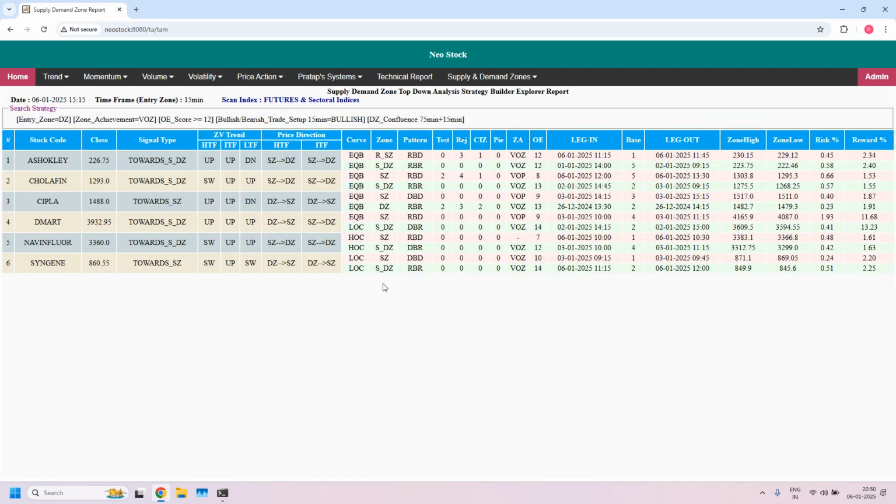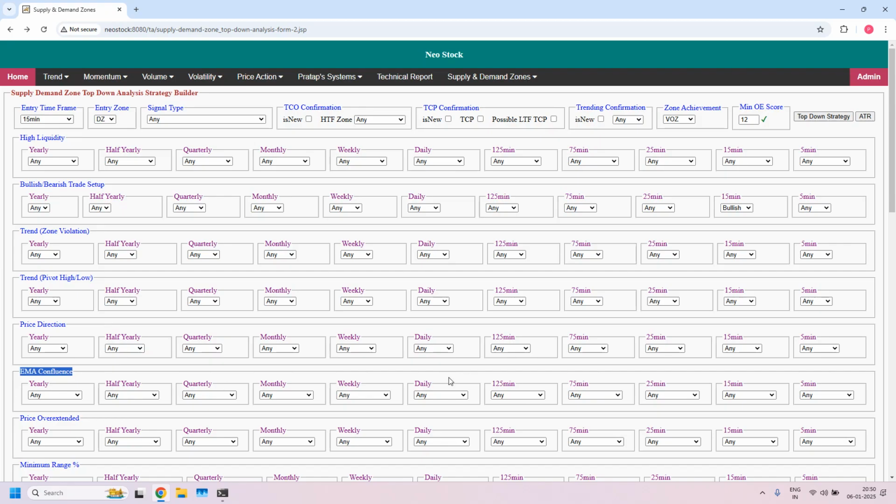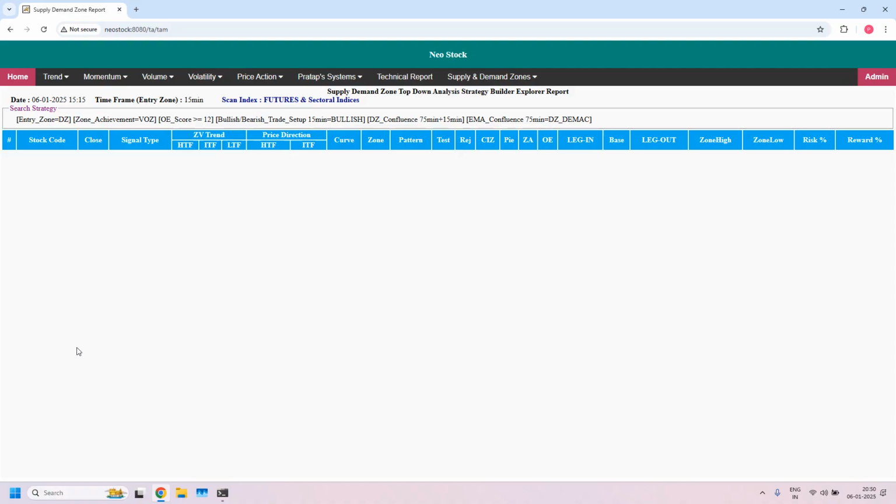That means all these 15 minutes demand zones are part of the 75 minutes demand zone. 75 minutes trend is up. Let us verify how many of these 75 minutes demand zones are having daily EMA confluence. In the EMA confluence, at 75 minutes time frame, because the 15 minute zone is part of the 75 minute zone, I am looking for 75 minutes demand zone with daily EMA confluence. So none of those stocks are having EMA confluence.